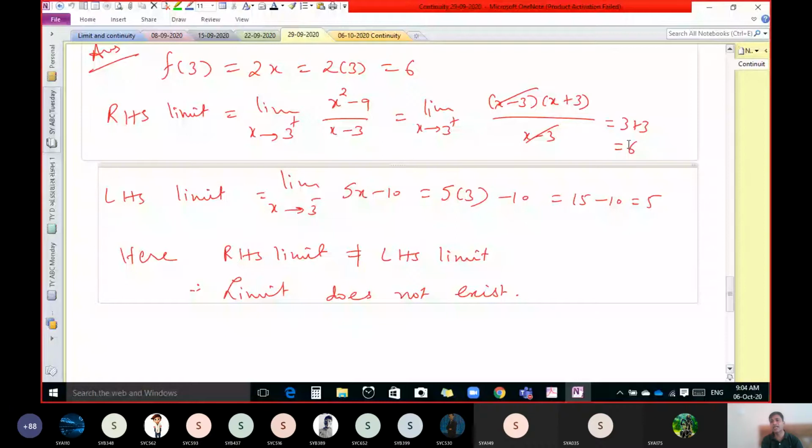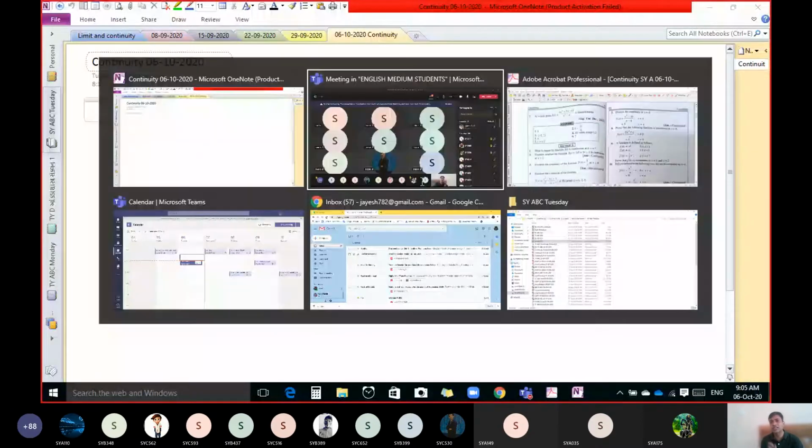Here the left hand side and right hand side limits are not equal, so we can say that the limit does not exist. So this is the way to find the limit when there is a step function. Why are we discussing this? Because in the chapter continuity we require that particular concept. If any of you have any question, let us discuss that one.